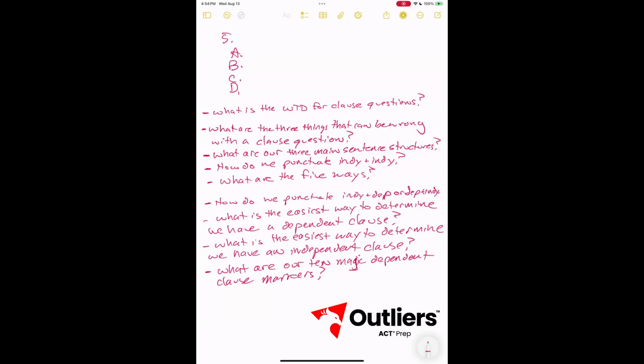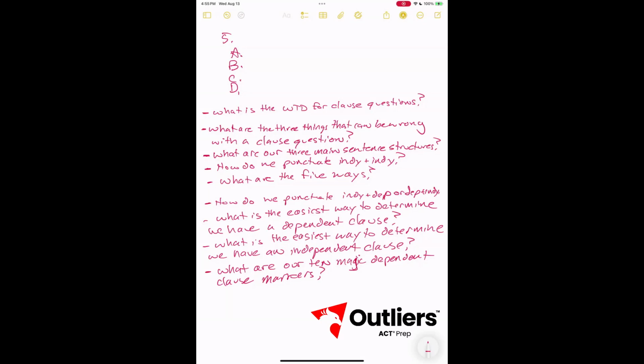What are the 3 main sentence structures? Independent, independent; independent, dependent; and dependent, independent. How do we punctuate independent, independent? Comma, or the 5 ways. And what are the 5 ways? Comma fanboys, period, semicolon, M dash, colon.